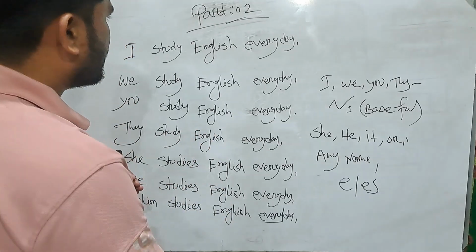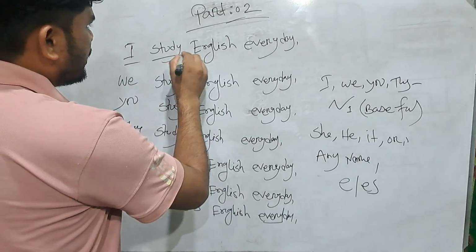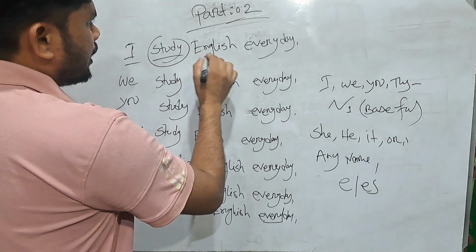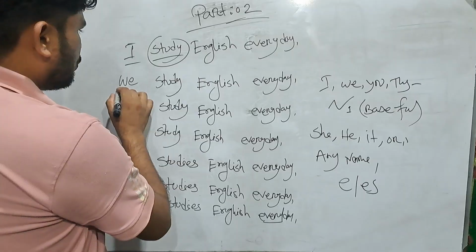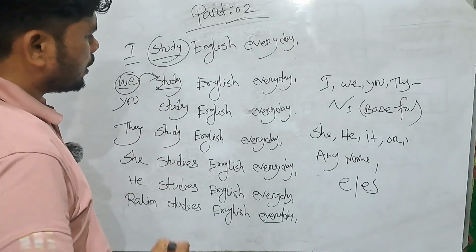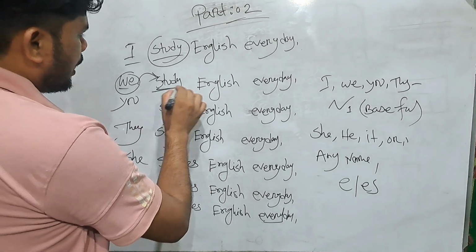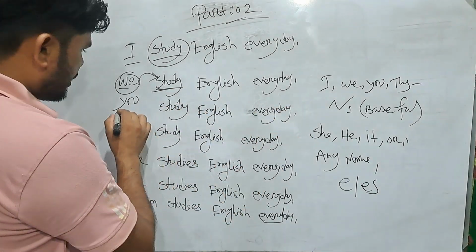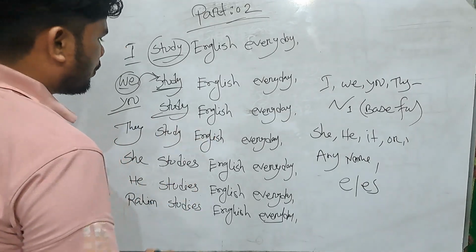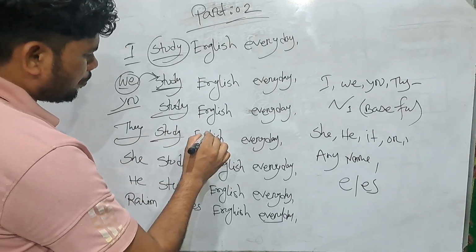Just look at the board. I study, definitely this is a base form of a verb. I study English every day. And we study, similarly we always take V1. That's why I have written here, we study English every day. Similarly you take V1, and they also take V1.